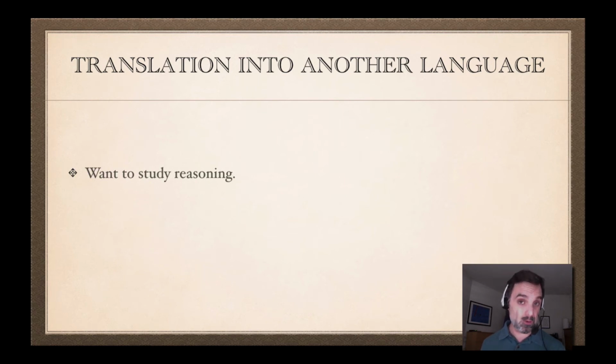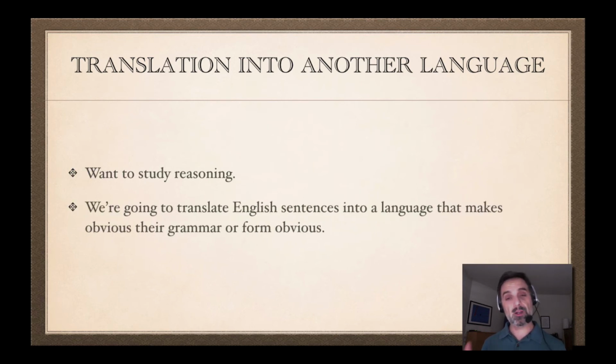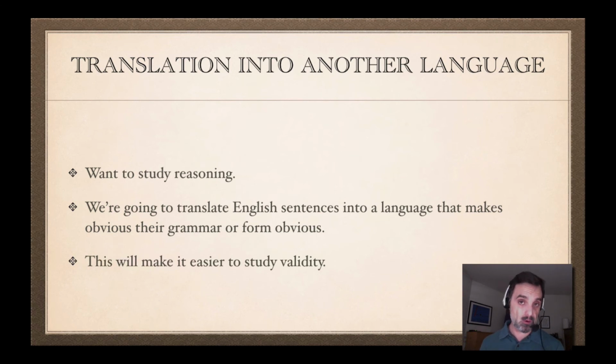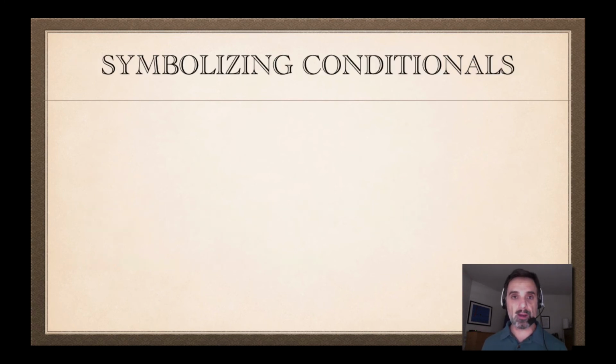So what are we doing? Well, we want to study reasoning, right? And in particular, we want to study validity. And so we're going to create another language. We're going to call it an artificial language or a symbolic language whose sentences have obvious grammar and form. And we're going to translate English sentences into that other symbolic language. And that will make it easier to study validity. So that's what we're going to be doing. So how do we do that?